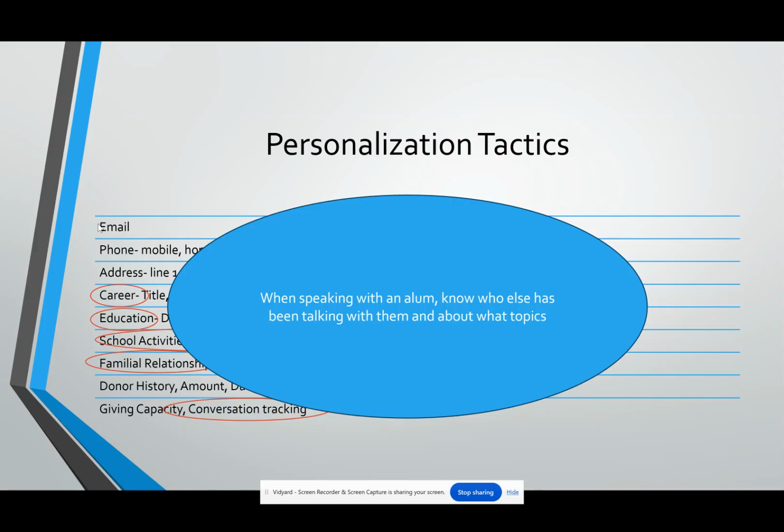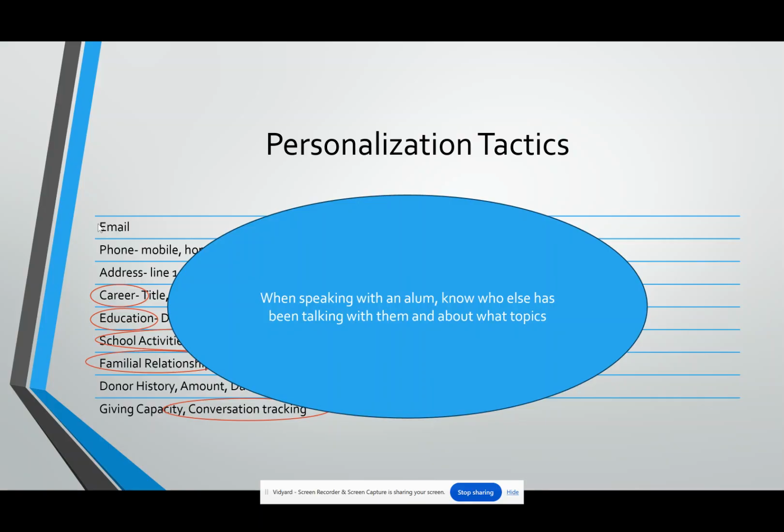One is when you're speaking with alums, you know what you're talking about with them regarding specific topics. Who else has been talking to them? As I said earlier on in this call, when you have the ability to check back on what other conversations have been held with this alum, what other details do we know about them?